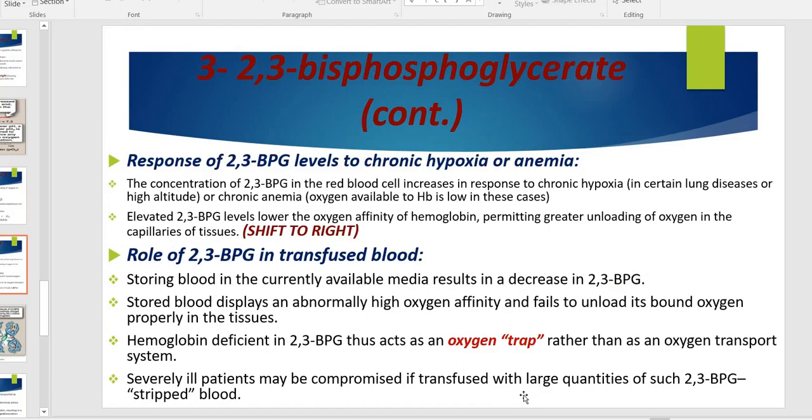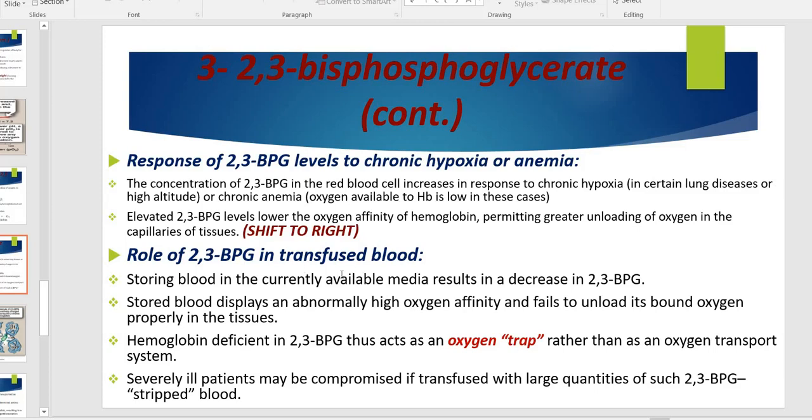Role of diphosphoglycerate in the tissue. The level of diphosphoglycerate will increase in the conditions of chronic hypoxia, in anemia, and in high altitude. This increase in the concentration will lead to a shift to the right in the oxygen dissociation curve, leading to decreased affinity of hemoglobin to bind with oxygen and release of the oxygen to the tissue.